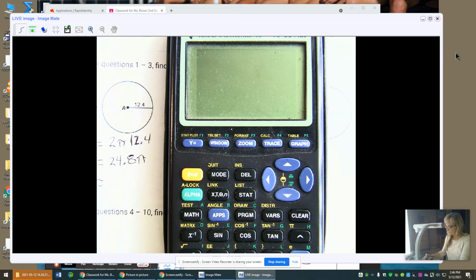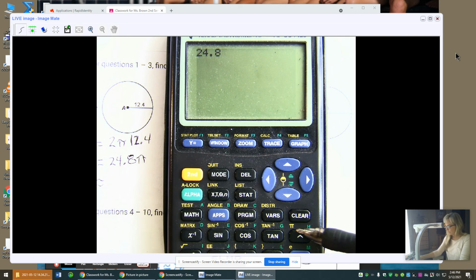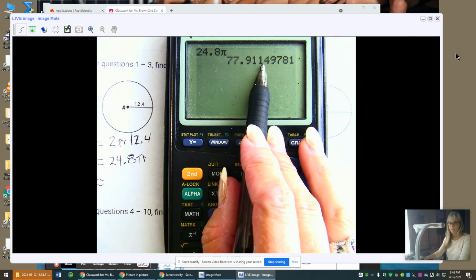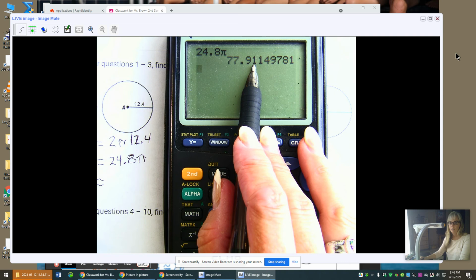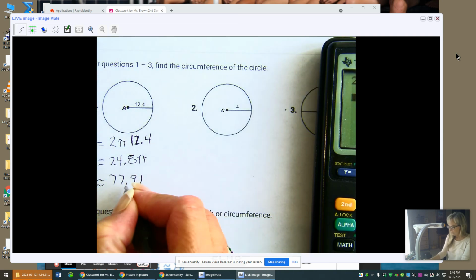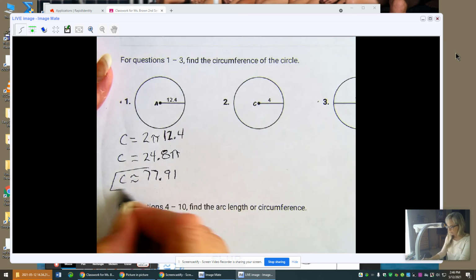24.8 times pi. You don't have to hit times pi, just the pi, which is right here. And since it's yellow above the button, we hit the second button first to access that function. And then hit enter. The calculator knows to multiply. So Apex, I think, is going to round to the hundredths. So it will stay a 1 here. So 77.91. 77.91. Okay? And that is what Apex will give you.